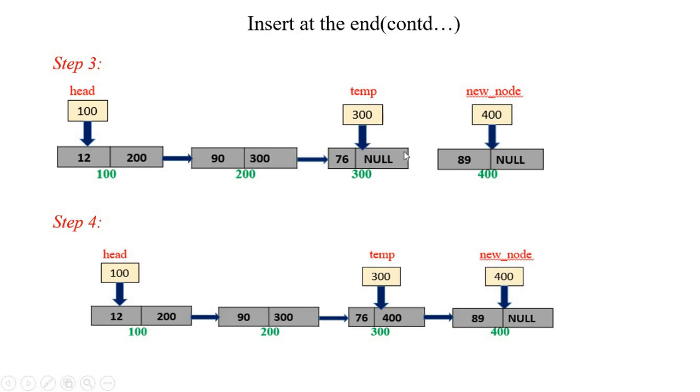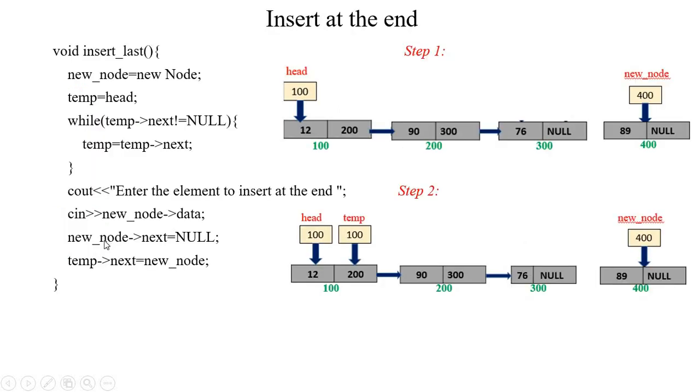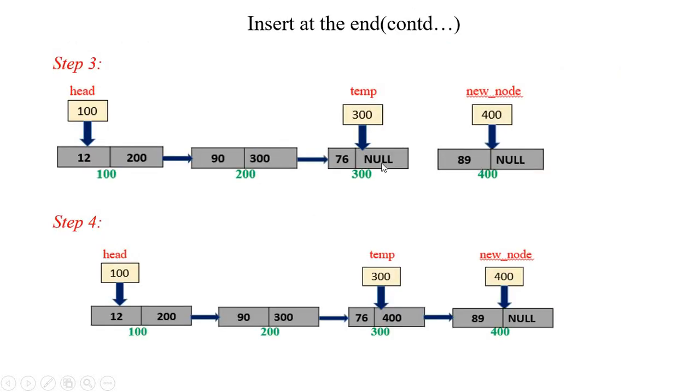So the next step is I have to create a link. In this position, I have to make an update. 400 has to be placed. Where is 400? 400 is at the new node. So what do I have to do? Temp next is equal to new node. Look at the next line: temp next is equal to new node. Thus, I have created a link. This is insert at the end. And thank you for watching the video.